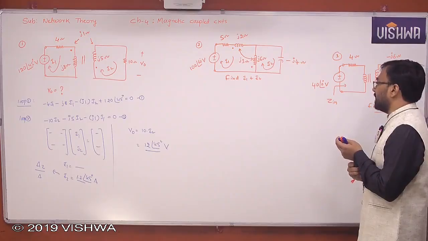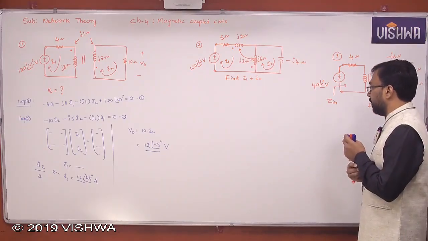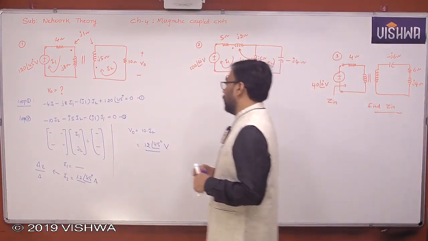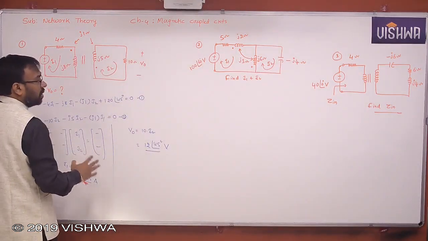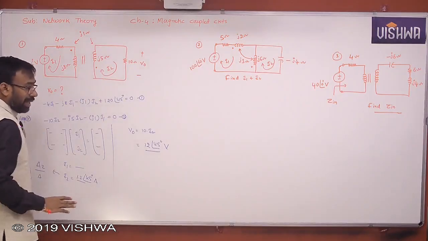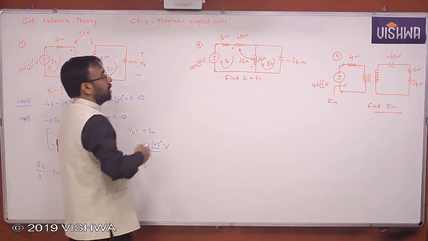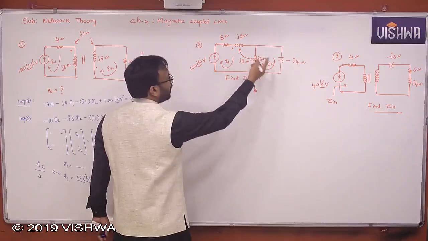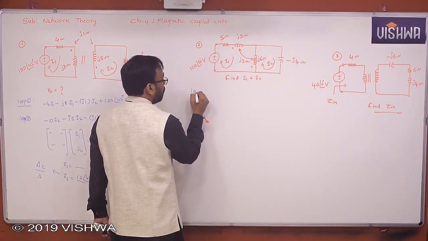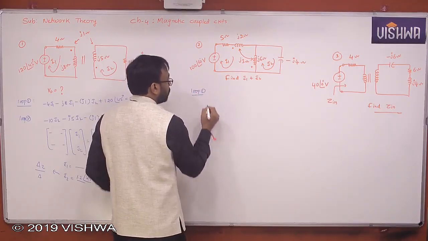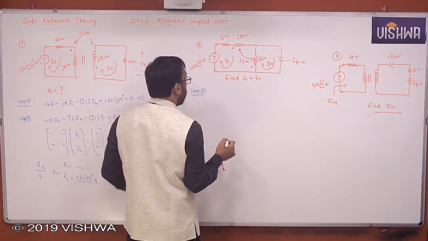Second problem, what is it asking? I1 and I2. Straight away it is asking I1 and I2. So even in the first question, even if it doesn't ask I1, I2 and asks directly V naught, we have to find the loop currents only. Understand? Okay. So here it is asking I1 and I2. Let's directly apply the mesh analysis in loop 1 and loop 2.